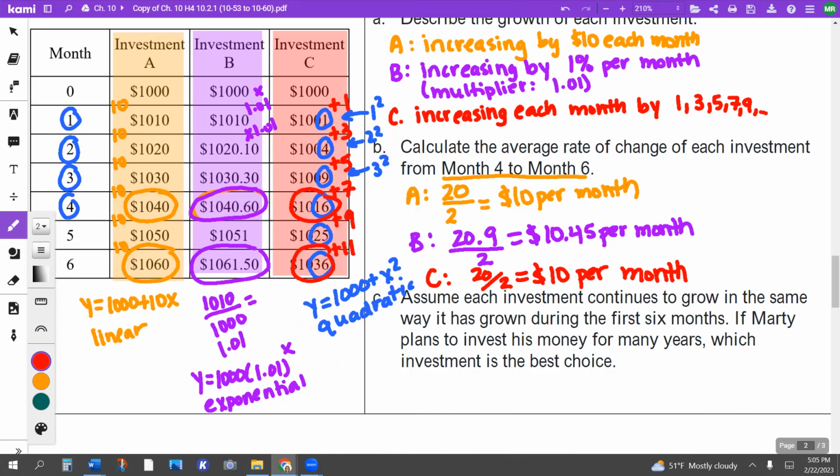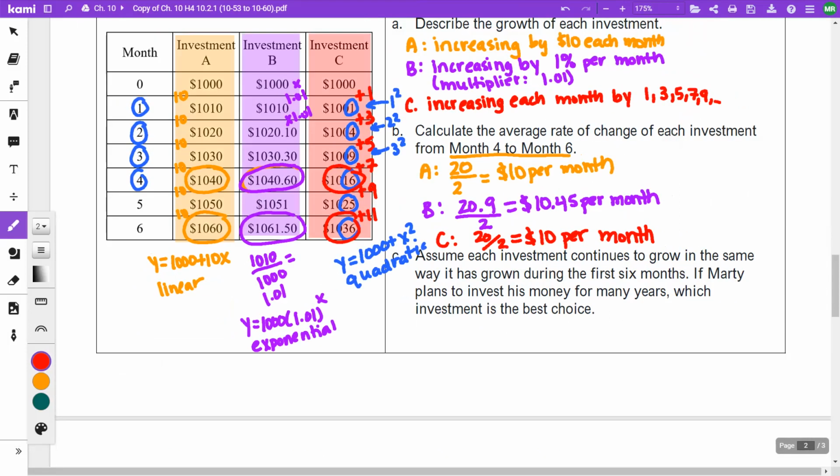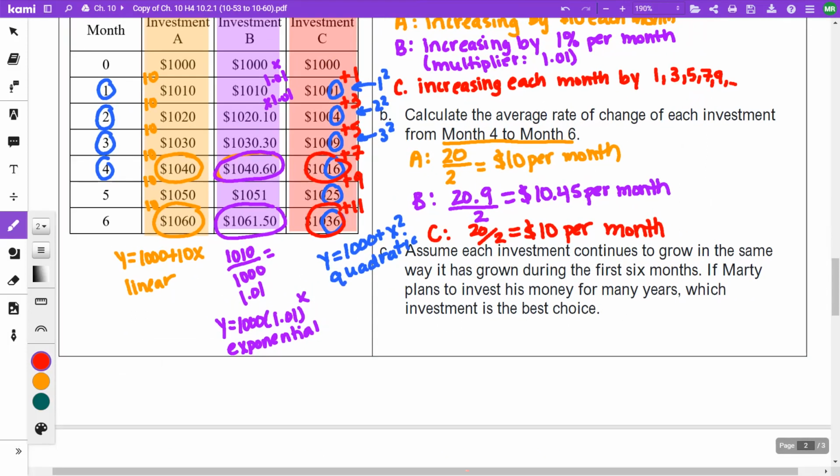So assume each investment continues to grow in the same way it's shown over the 6 months. If Marty plans to invest his money for how many years, which investment's the best choice? If it's over 48 years, the exponential, which is B.